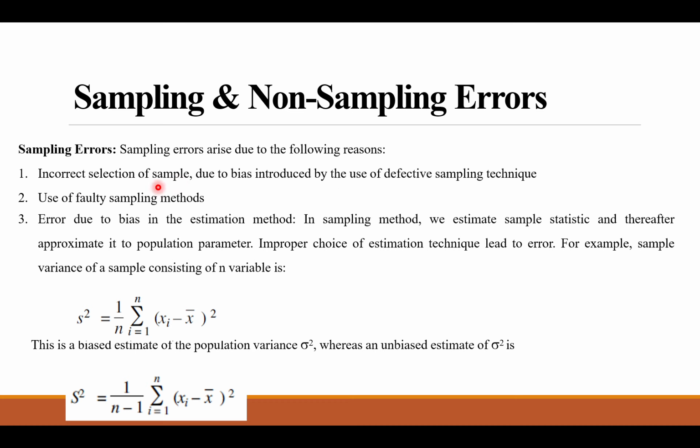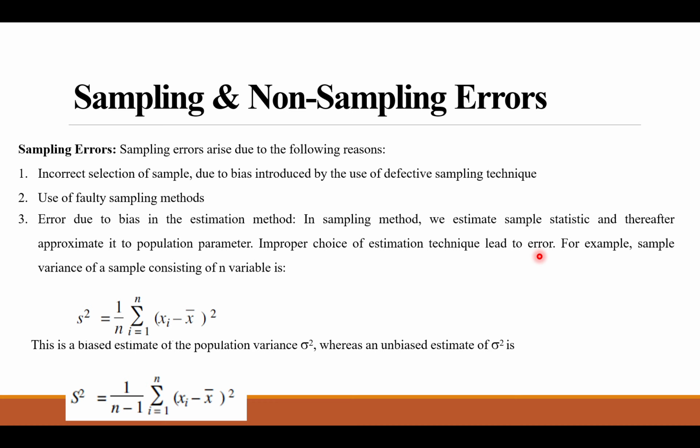First is incorrect selection of sample due to biased introduction by the use of defective sampling technique. Then use of faulty sampling methods. Then error due to bias in the estimation methods. Like in the sampling method, we estimate the sample statistic, and thereafter approximate it to the population parameter. Improper choice of estimation technique leads to sampling error.